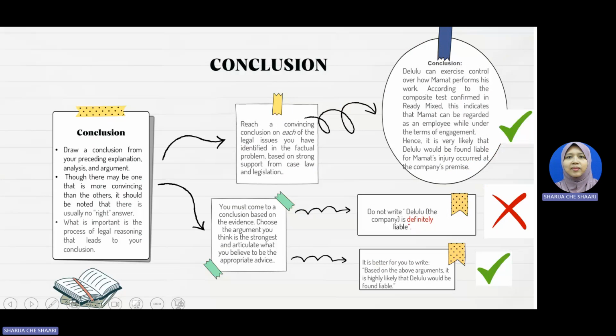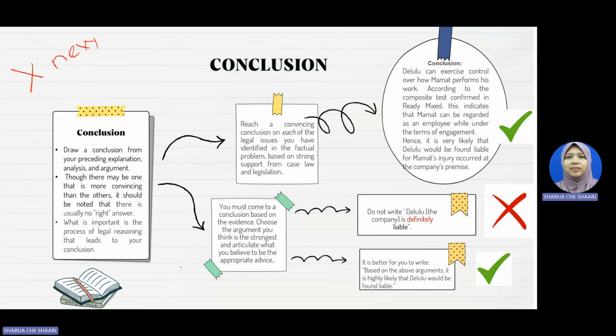Then how are you going to conclude? What is a conclusion? You have to draw a conclusion from your preceding explanation, analysis, or argument. In your conclusion, do not include something new. It has to be whatever has been discussed in the paragraphs above. Actually there is no right or wrong answer, so don't worry about that, because in law, it's not like 1 + 1 = 2. But you choose which is the most convincing, that you would prefer as your conclusion.